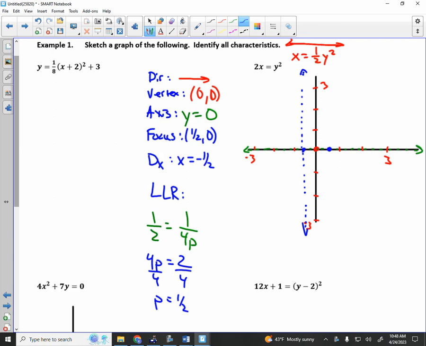The length of the latus rectum is the absolute value of 4 times 1/2, which is 2. So that means that the parabola is spread 2 units apart through the focus. So how many units would I go in each direction to get a total of 2? 1 unit in each direction. So I'm going to go 1 unit up from the focus and 1 unit down from the focus, and I will draw my segment. And then I'll draw my parabola.